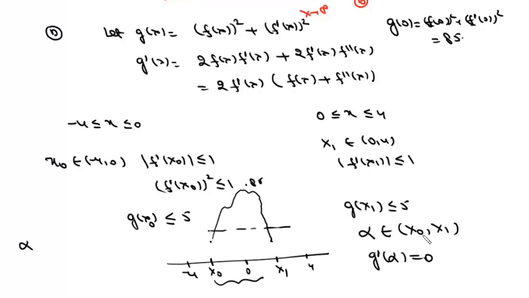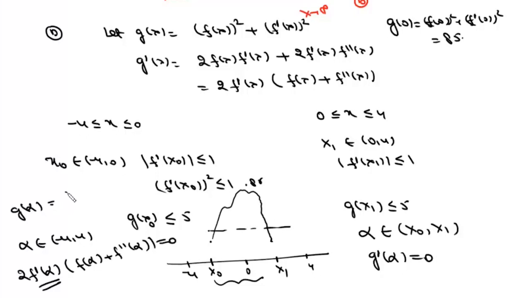Since this alpha belongs to (x0, x1), it will also belong to (-4, 4), and then g'(alpha) equals 0 means twice f'(alpha) into f(alpha) + f''(alpha) will be equal to 0. Now f'(alpha) cannot be 0. In this case, this value at alpha will be maximum, so g(alpha) will be f(alpha)² + f'(alpha)², and it should be greater than or equal to 85. Now if f'(alpha) is 0, f(alpha) should be root 85, but it cannot take a value greater than 2.